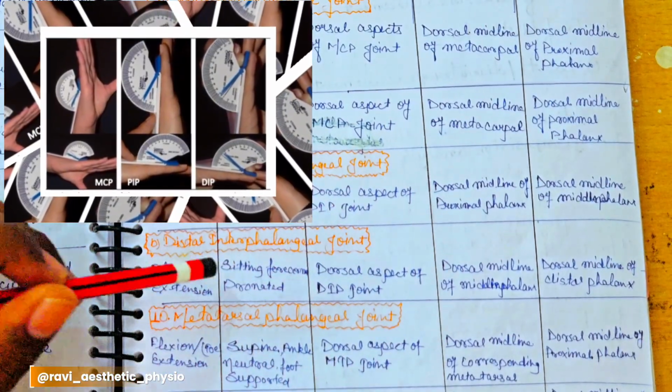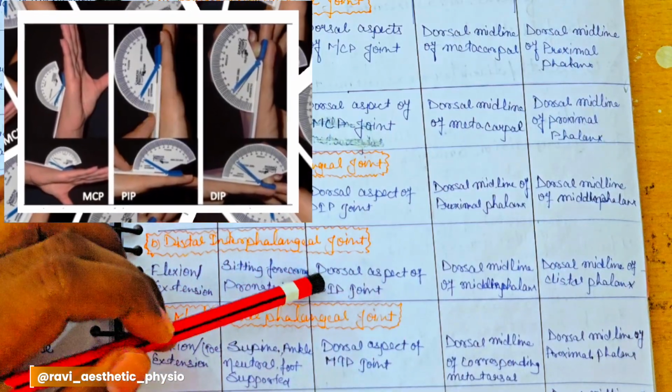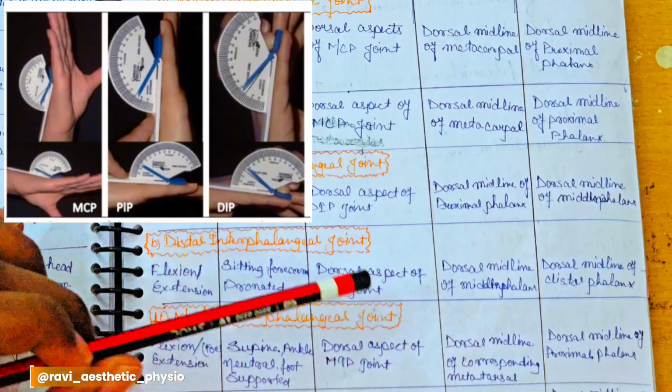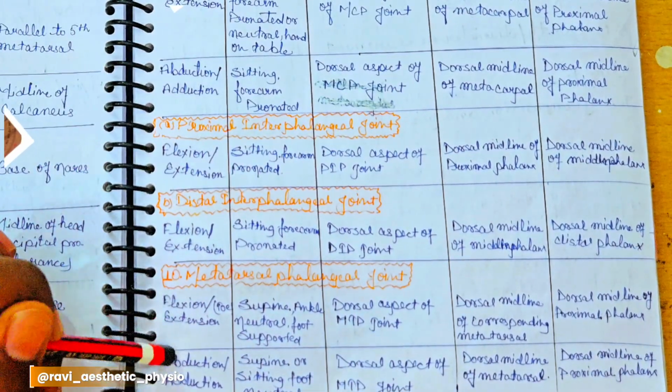Distal interphalangeal joint: you have to find it out by your goniometer. It is written here. Flexion, sitting, forearm pronated. Fulcrum is to be the dorsal aspect of the DIP joint, which is the distal interphalangeal joint. Stationary arm is to be the dorsal midline of the middle phalanx, and movable arm is to be the dorsal midline of the distal phalanx.